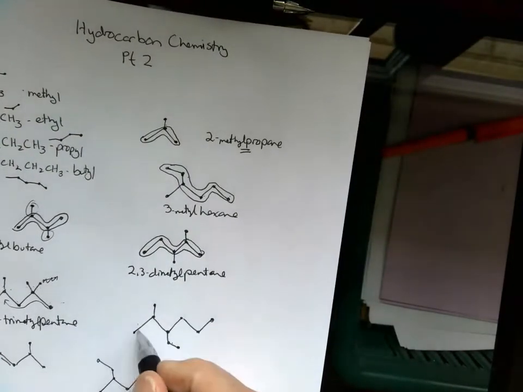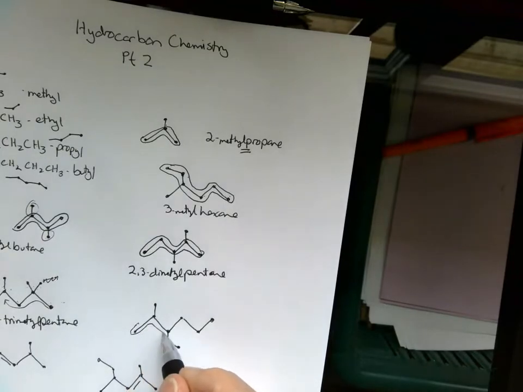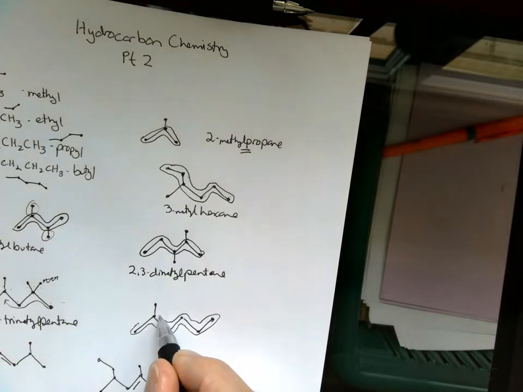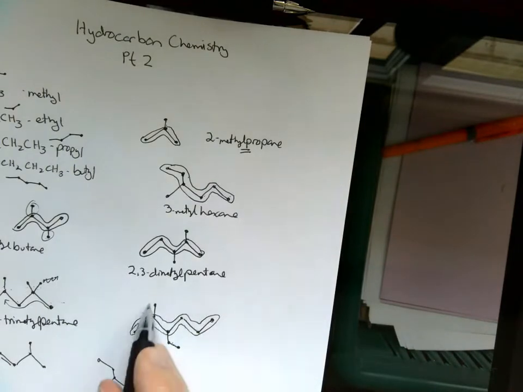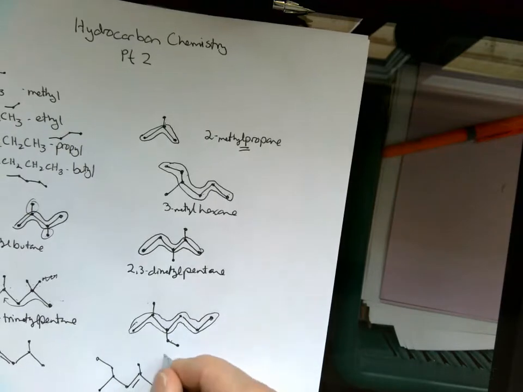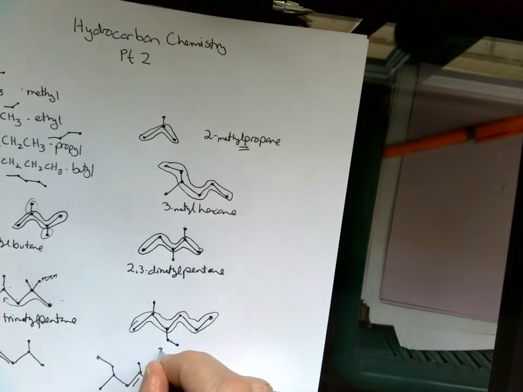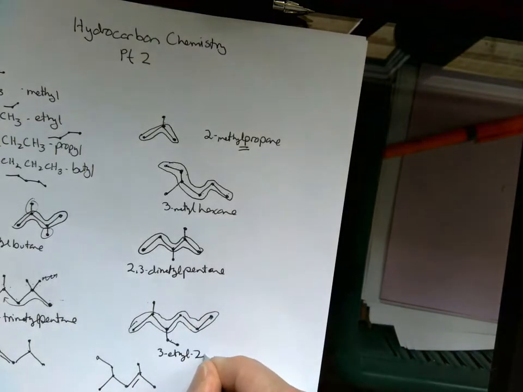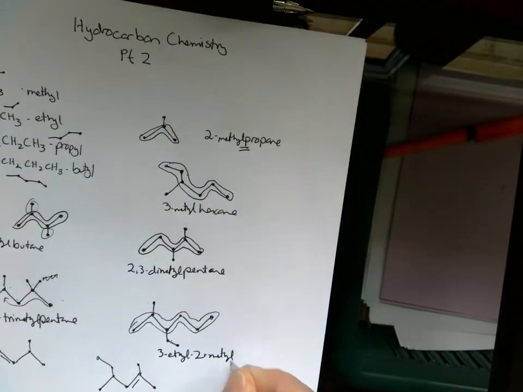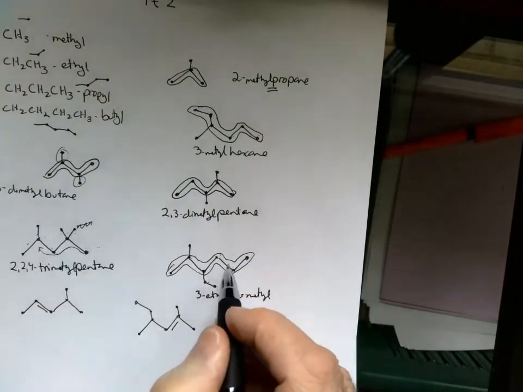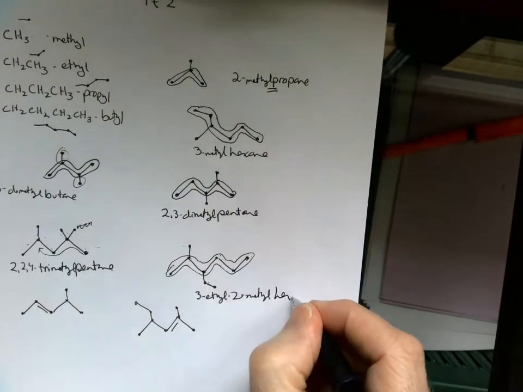Now we have an ethyl in there. I've been trying to teach you using methyls, but we've got an ethyl here and a methyl here. 1, 2, 3, 4, 5, 6. So we have 3 ethyl, 2 methyl. I broke my rules here. I usually put the longest chain down first and then work backwards. 1, 2, 3, 4, 5, 6. Hexane.